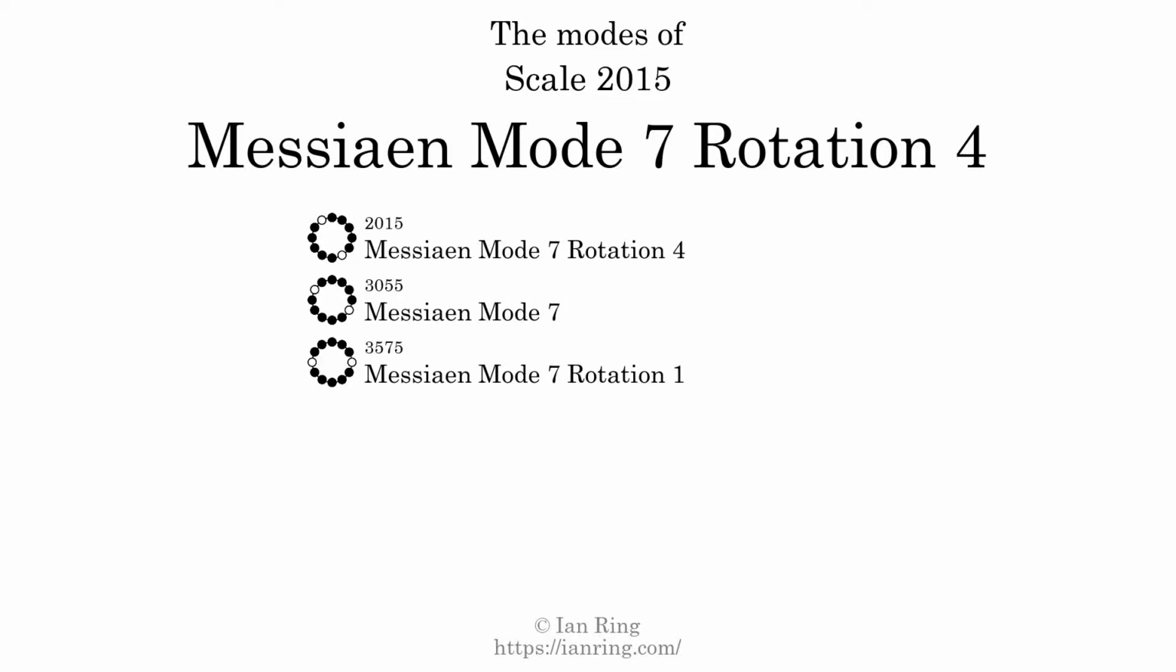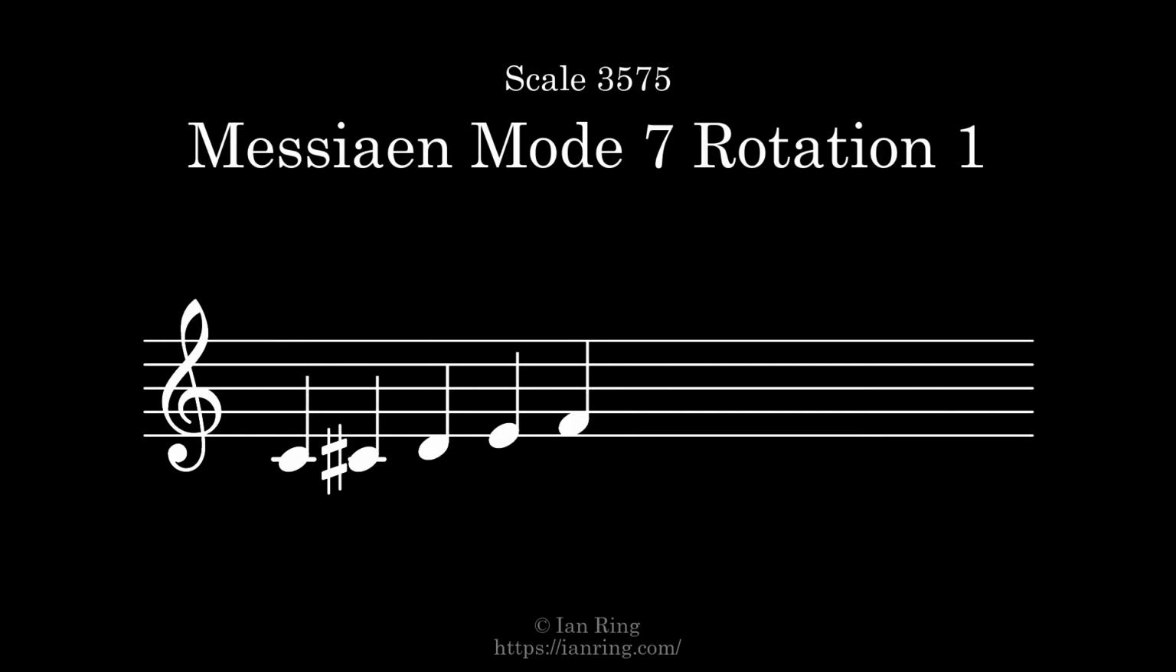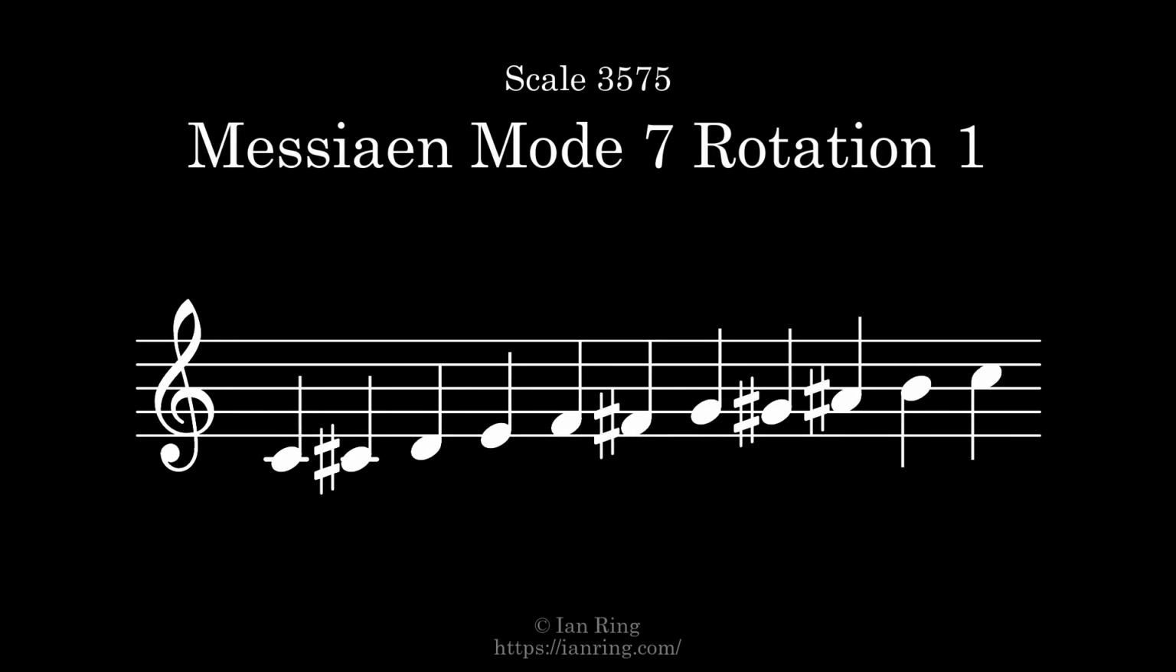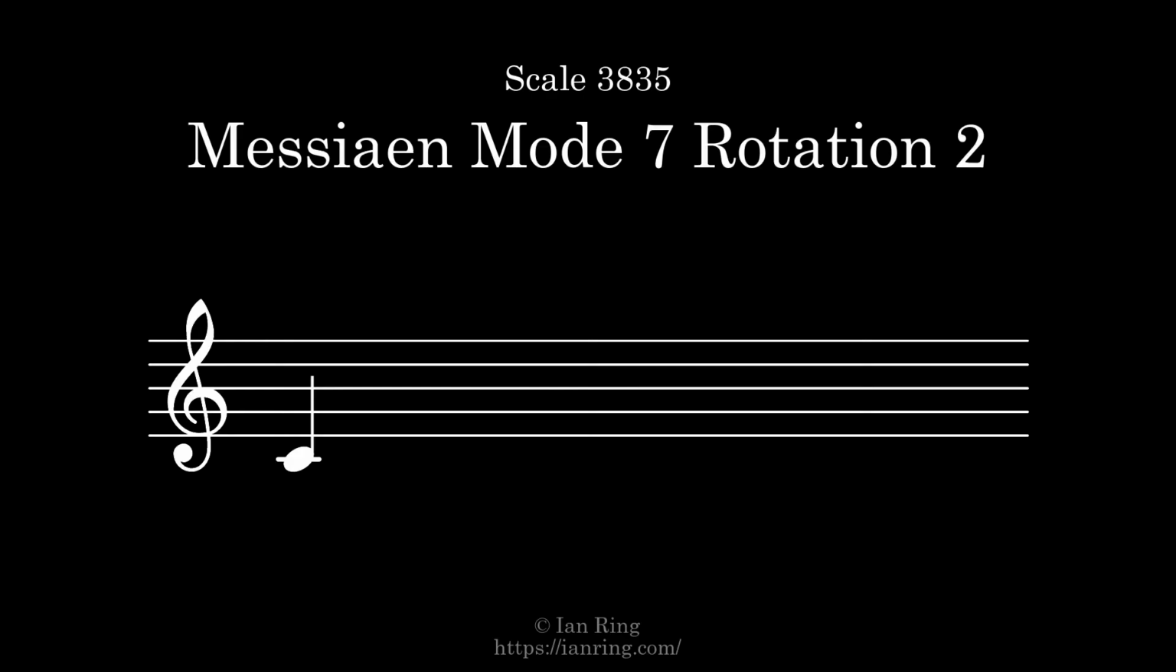The third mode is scale 3575, also known as Messiaen Mode 7 Rotation 1. It sounds like this. The fourth mode is scale 3835, also known as Messiaen Mode 7 Rotation 2. It sounds like this.